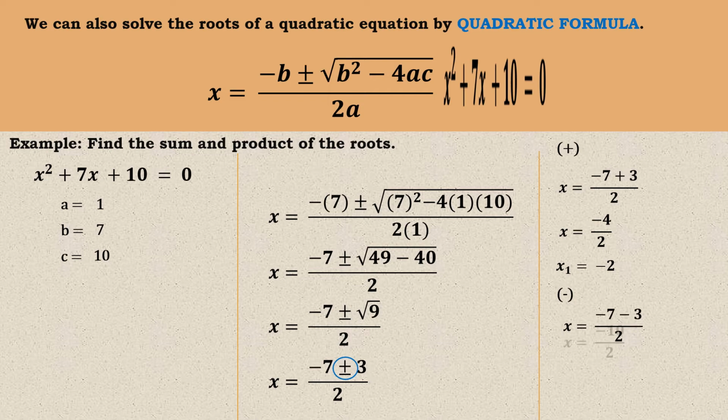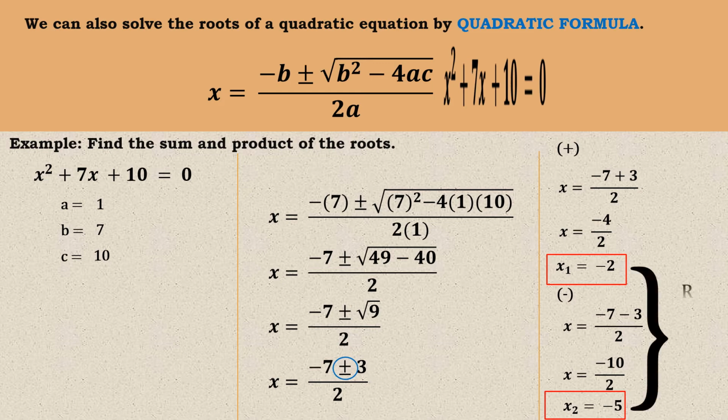So negative 7 minus 3 over 2, that is negative 10 over 2. And the other value of x is x sub 2. So makita nimo na, na-solve na nato ang duha ka value sa atong x. So x sub 1 is equal to negative 2 and x sub 2 is equal to negative 5. These are the roots of the quadratic equation x squared plus 7x plus 10 is equal to 0.